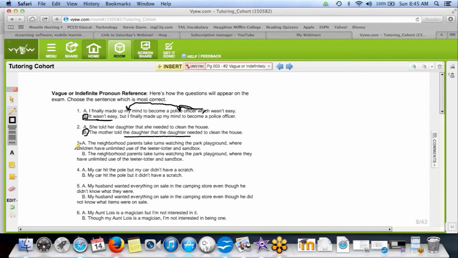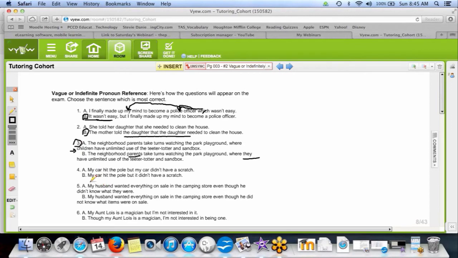3, we're looking at A, because in 3B, the vague pronoun is they, and we don't know who they are. In fact, it makes it look like it's the parents that have unlimited use of the teeter-totter, whereas in 3A, it tells us that children, okay, children have unlimited use.